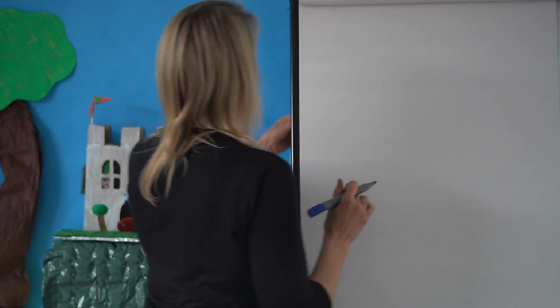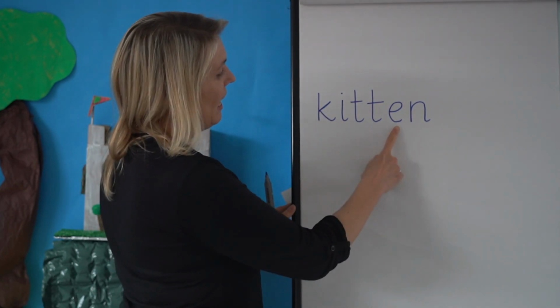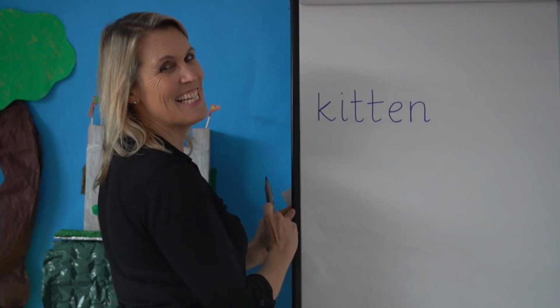Your turn. Say the word. Say the sounds. And write them down. Don't forget the digraph. T. Two letters, one sound. Ready to check? Show me your spelling. Let's check mine. K-I-T-T-E-N. Kitten. Did you get it right? Great job. Let's try another one.